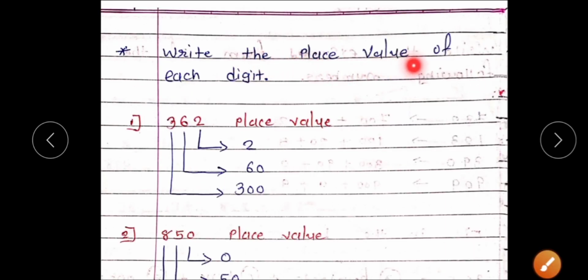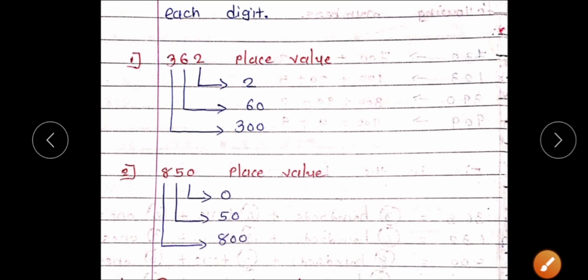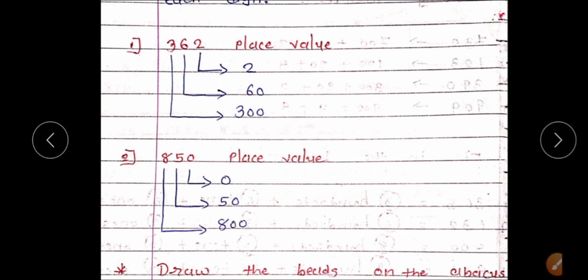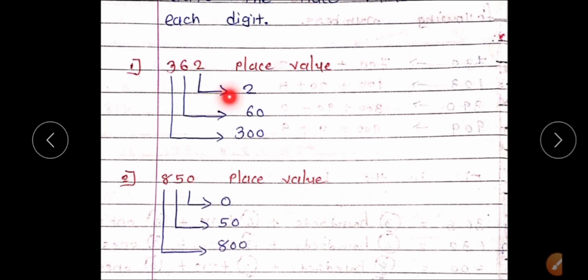Write the place value of each digit. First, 362. Write the place value for each digit. 2 is in ones place, so its place value is 2. 6 is in tens place, so its place value is 60. 3 is in hundreds place.